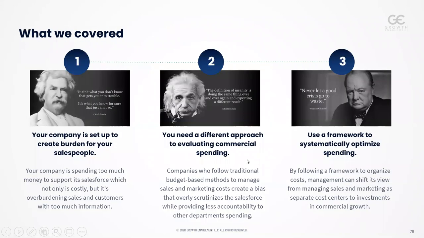So what did we cover today? One, your company is set up to create burden for salespeople. That's what your structure is. That's why we need an orchestrator. Two, you need a different approach to evaluate commercial spending. That's what the financial model is, and the idea of having a friend in finance. And then you need a framework to systematically optimize spending. That's what those sequence of events are. Putting things onto shelves, that's the word I was looking for. Putting things on simple shelves and then looking at it from there.